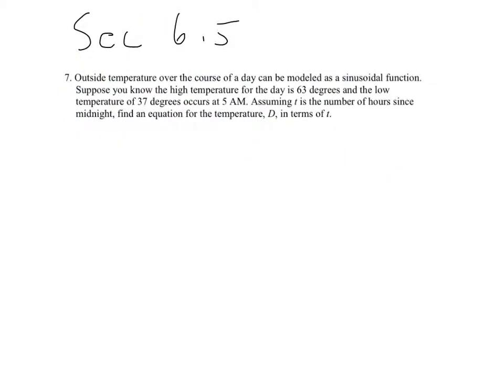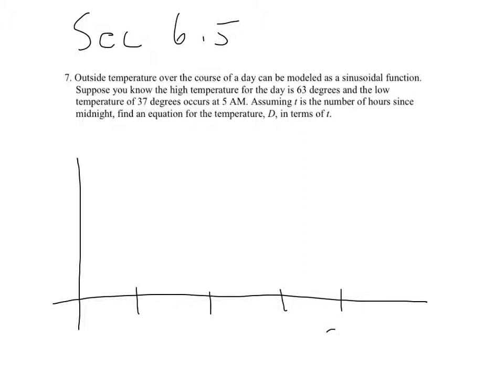Since I'm recording a video about modeling with trig functions, I decided I would also do one from later in the chapter, from 6.5. So it's the same kind of idea. These temperatures repeat every 24 hours. And I know there's going to be a minimum, an average, and a high. They're telling me the high temperature of the day is 63 degrees, and I know the low temperature is 37.